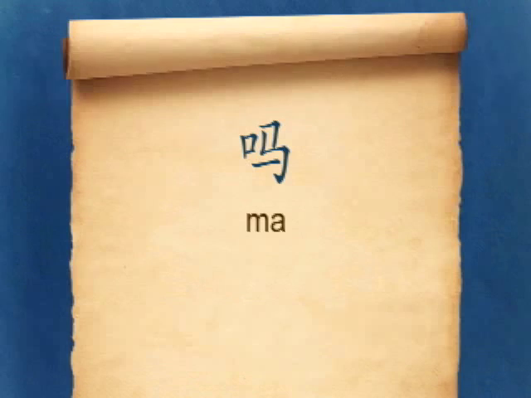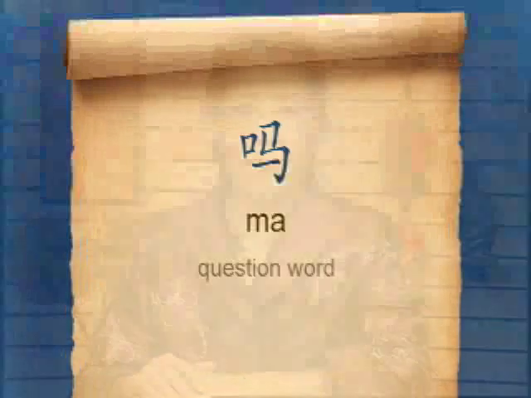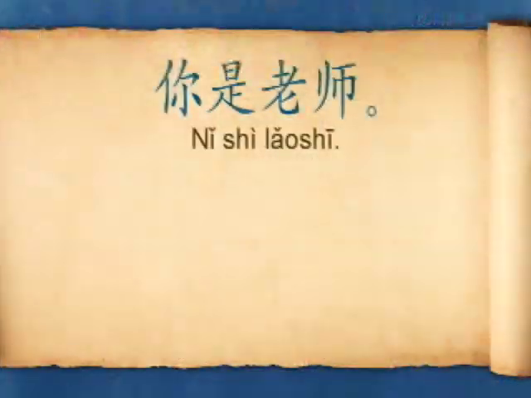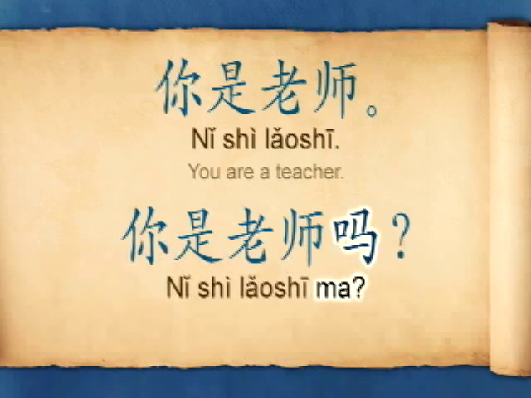When you want to form a yes or no question, you add the question word ma to the end of a statement. For example, here's a statement. 你是老师. You are a teacher. To form a question, add ma to the end of the statement, and the sentence becomes 你是老师吗?